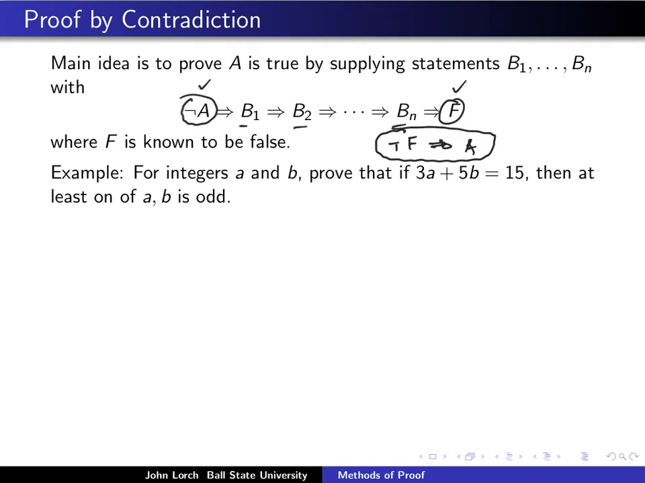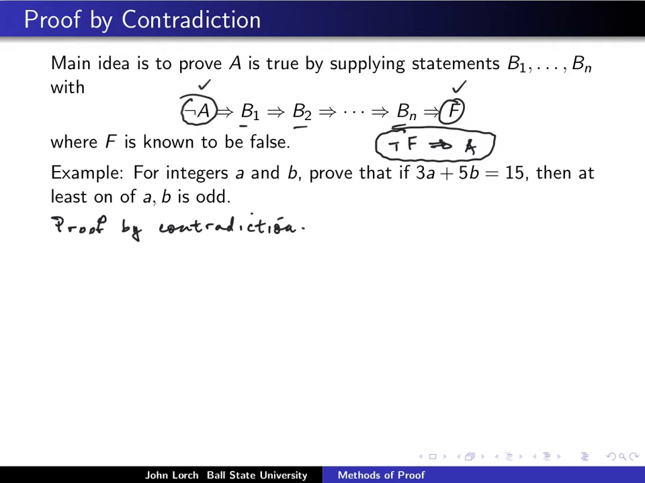Okay, so here's our first example. So we have, for integers a and b, we're going to prove that if 3 times a plus 5 times b is 15, then at least one of a and b has to be odd. So whenever we do some type of proof other than direct proof, we announce the type of proof. So we're going to do proof by contradiction. So that's our first statement in the text of the proof.